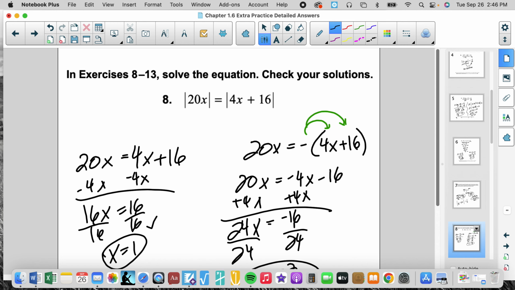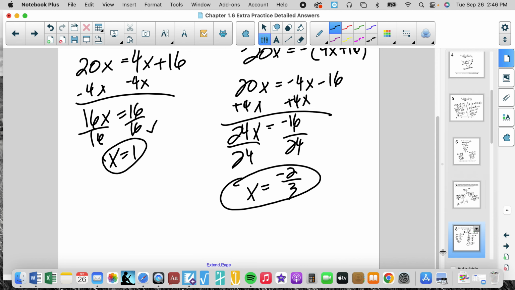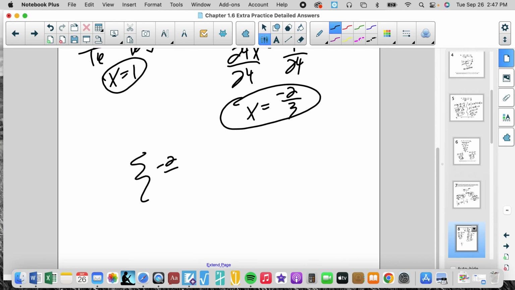Negative 2/3 is going to give me negative 40/3. Absolute value of negative 40/3 is 40/3. And negative 2/3 gives me negative 8/3. 16 into thirds is 48/3. So if we subtract 8 from 48, we get 40/3, and the absolute value of 40/3 is 40/3. So negative 2/3 also is a solution. So I'll write it in my solution set.